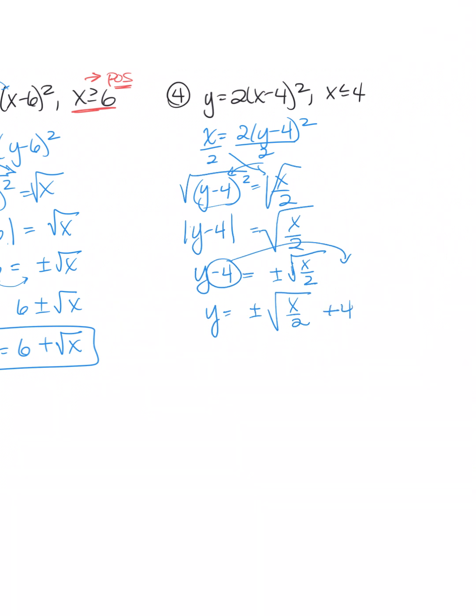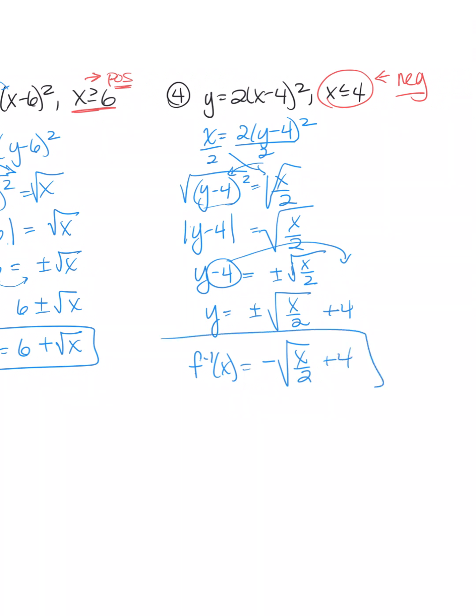Now I have to decide, is it the positive or the negative of the radical? We'll go back again to the restriction. This one is pointing to the left. It's positive. That means I want the negative version. So my inverse will look like this. Make sure you use correct notation. Negative square root of x over 2 plus 4. There's my answer.